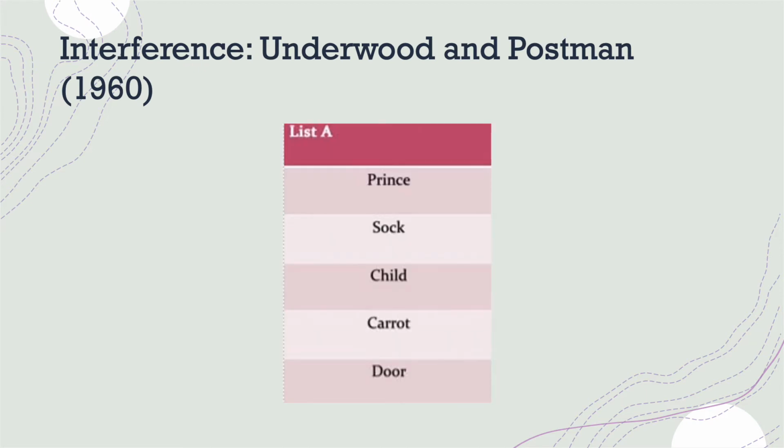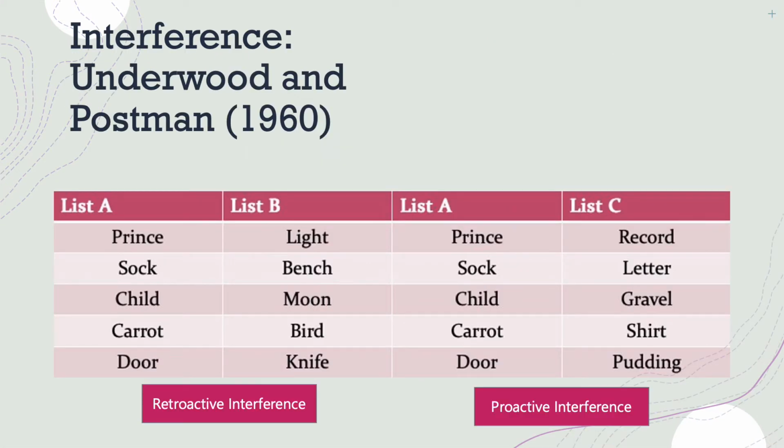Okay, so without cheating, obviously, I want you to try and list as many words as you can from list B, so the first slide that you saw, and as many as you can from list C. So pause me now and try and name as many as you can remember. These are all the words that you should have remembered, probably didn't remember them all.